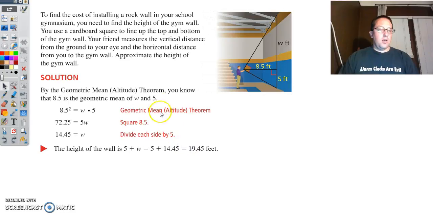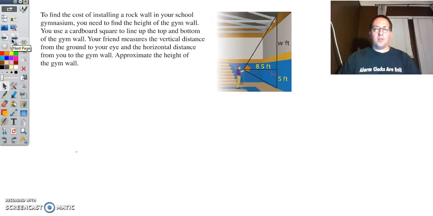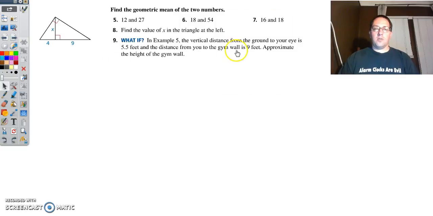All right. So that's kind of cool. It's a way to measure things that you can't actually go out and measure because you can't get to the top of it or whatever. All right. So what I want y'all to do is these 5 problems here. On number 9, you might want to back up, look at this, draw that out so you can see where this goes. And pause the video, come back, let's see how you did. Here we go.